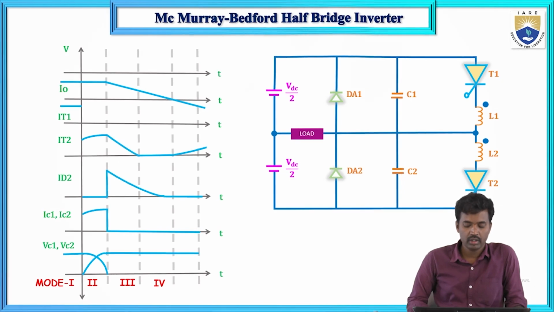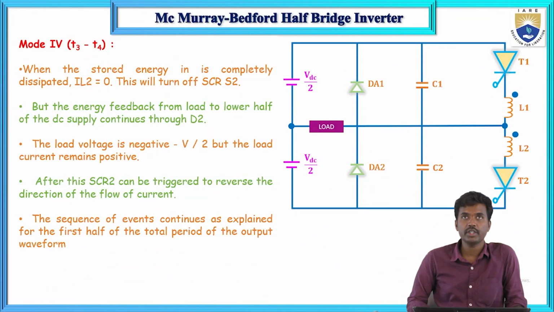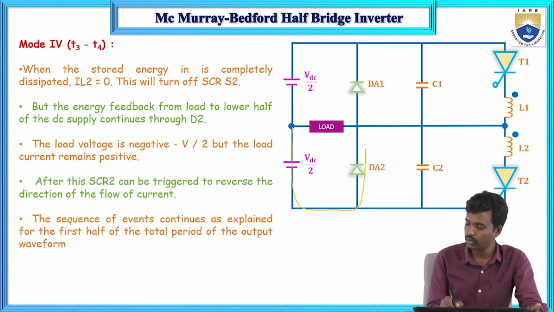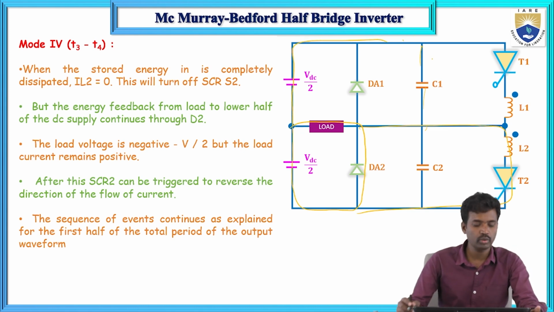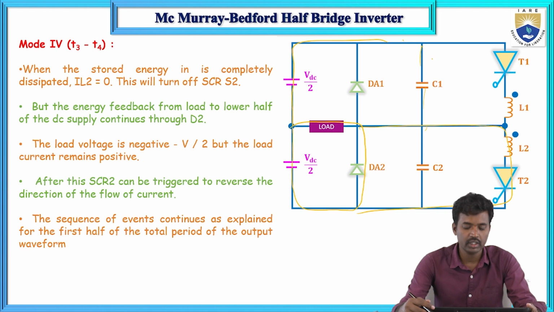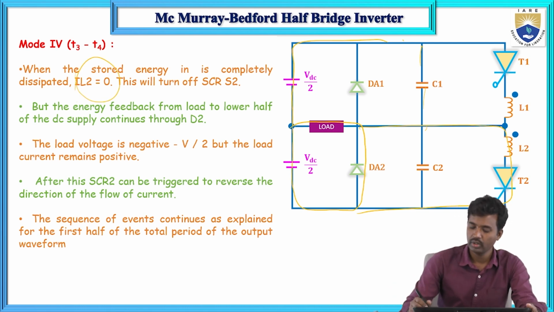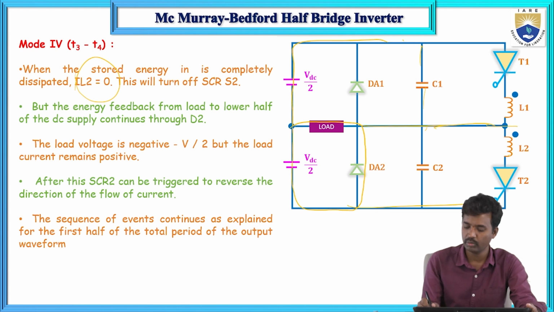Now in the fourth mode of operation, what will happen? Now we have only D2 and L2. This value is 0, and we have only a path like this. This is an open circuit, and when the stored energy is completely dispatched, IL2 equals 0. IL2 equals 0 means there is no path here. Initially it was 0 and now IL2 equals 0.